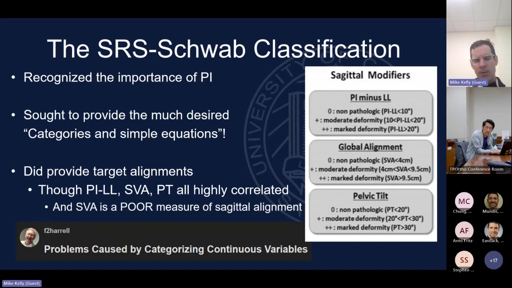This is an old classification. It's good to know and understand, but it's old. We need to move on from it because this is not the path forward for precision medicine. When you categorize continuous variables, it leads to misclassification. So if you tell me that a PI minus LL mismatch of 9 is different from one of 11, we could debate all day about whether or not that's true. I don't think that's true. Or 3.9 and 4.1 doesn't make any sense.